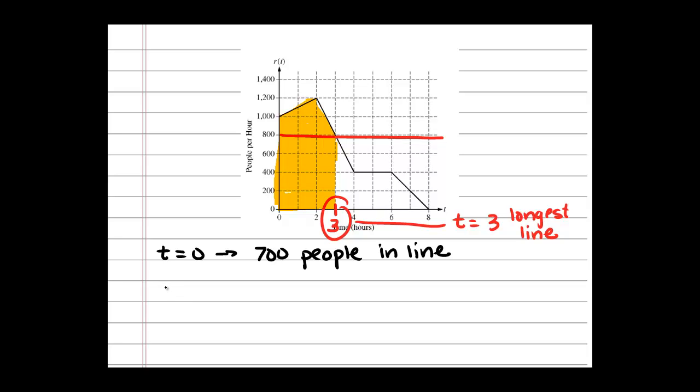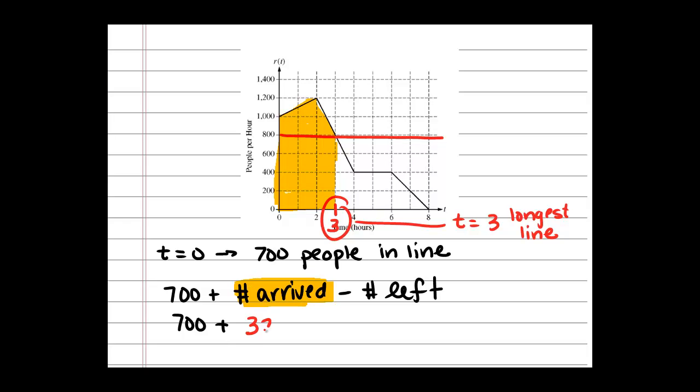So I take the amount initially, so my initial population, which is P of 0, which is 700, and I add to that the change in the population, in other words, the number of people that arrived between 0 and 3 hours, minus the number of people that left from 0 to 3 hours. So the number of people that arrived was what's highlighted up in the graph, that area in orange, which we already calculated in part A to be 3,200. And the number of people who left is the area of this yellow region, which is 800 times 3. So overall, the total number of people in line at 3 hours, which is the largest population in line, will be 1,500.